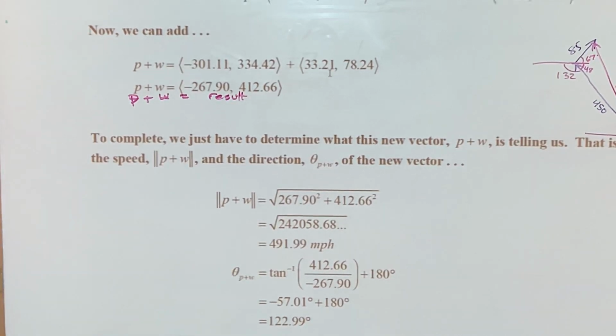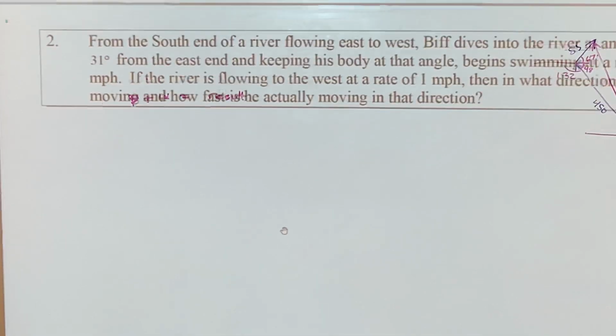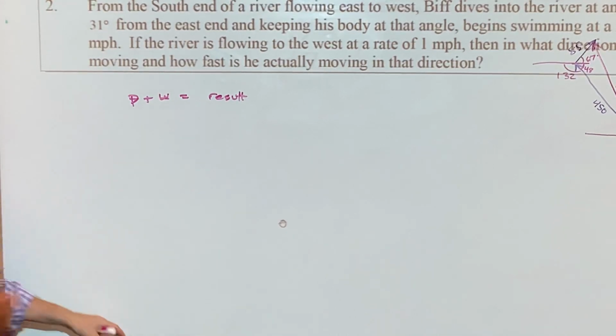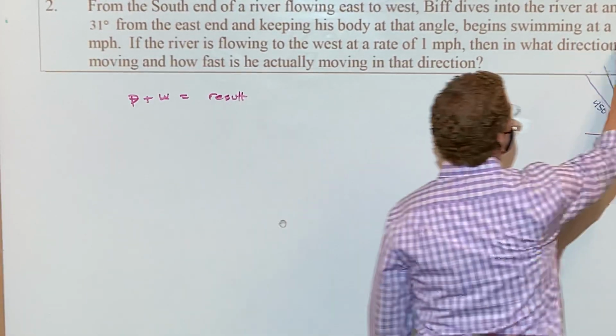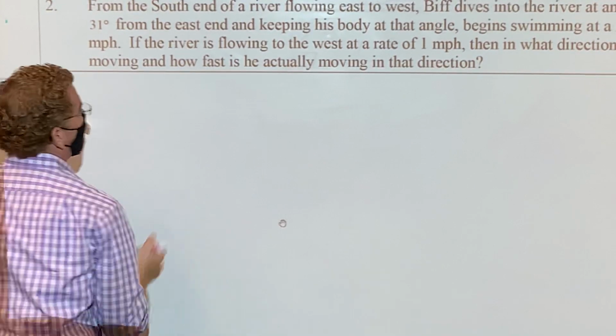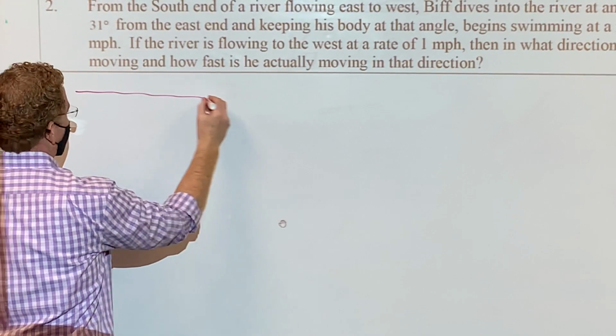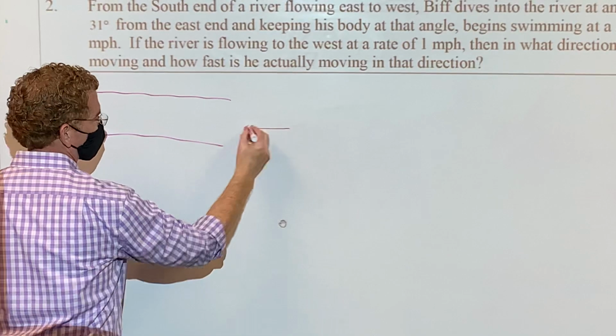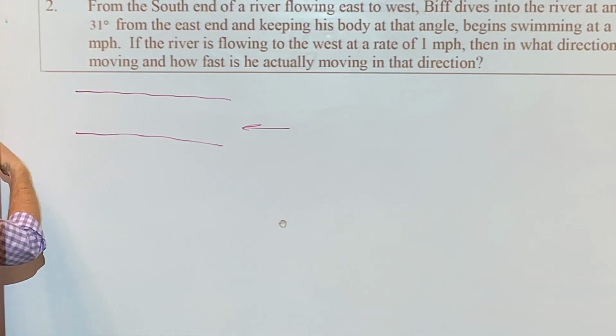Okay, what do I got? 5 minutes. Let's see if we can walk through one of these quickly. All right, from the south, at least get it set up. From the south end of a river, flowing east to west. So draw a good picture. I'm flowing east towards the west, right? So I'm flowing that way.